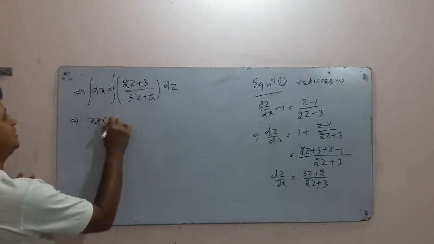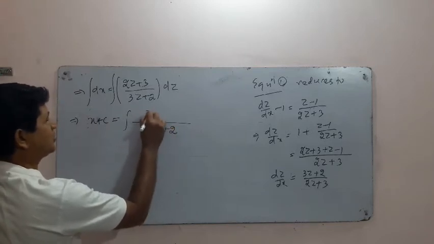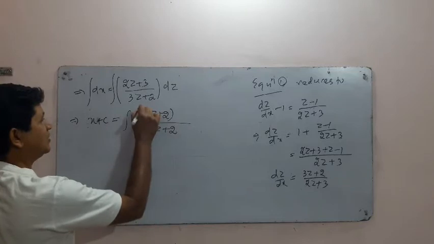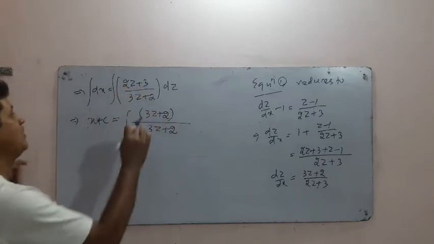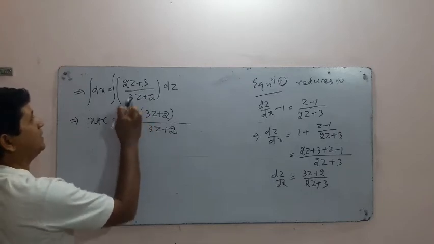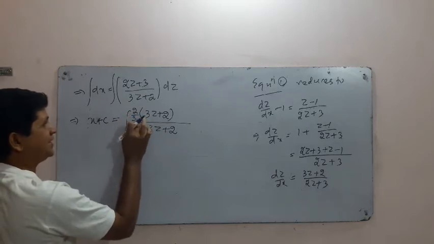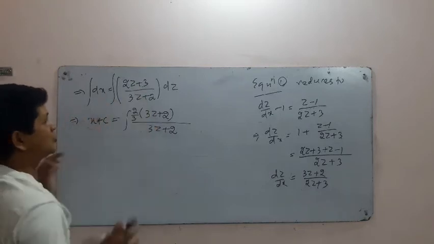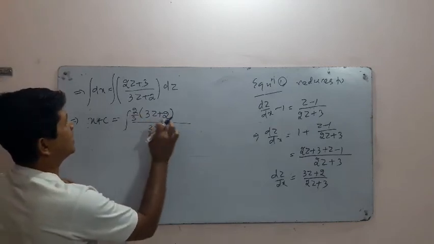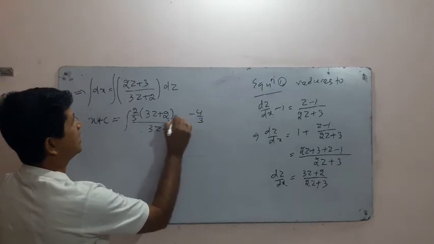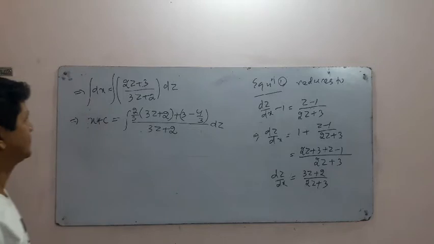Dx integration is x, x plus c is equal to. Here is 3z plus 2. We will write 3z plus 2 in the numerator. Balance numerator using denominator. Then we want to multiply to make it 2z. If we multiply 2 by 3, 3 cancel, it will be 2z. So we multiply 2 by 3 into 3z plus 2, then this is 4 by 3, it will be minus. And this is plus 3. 3 minus 4 by 3 into dz.